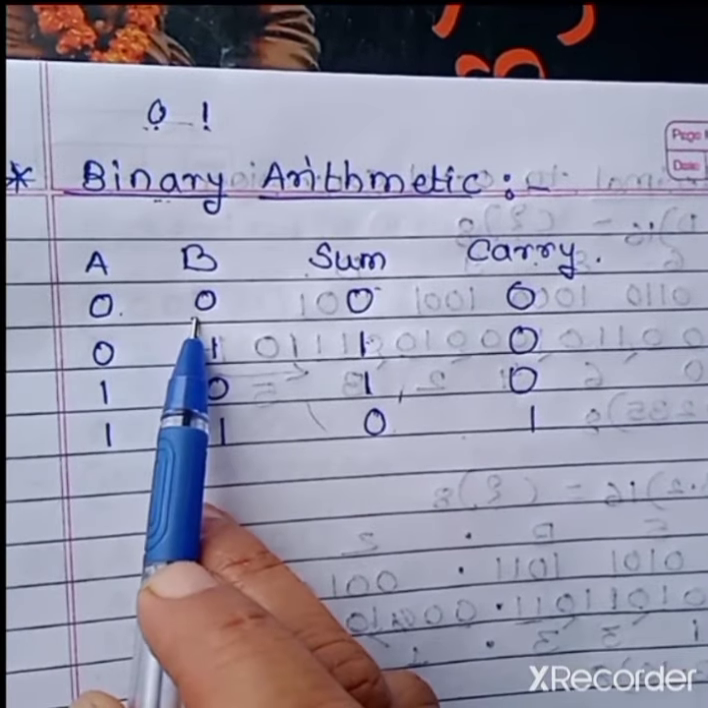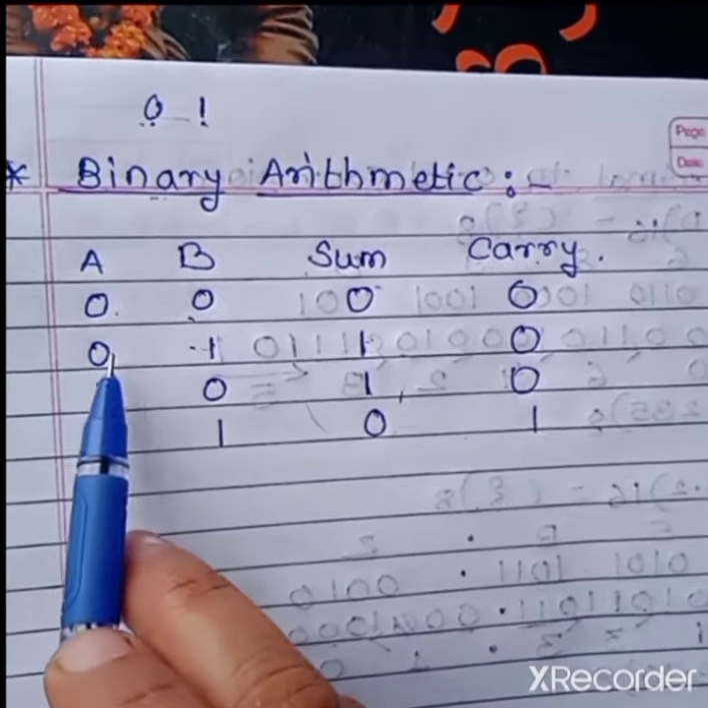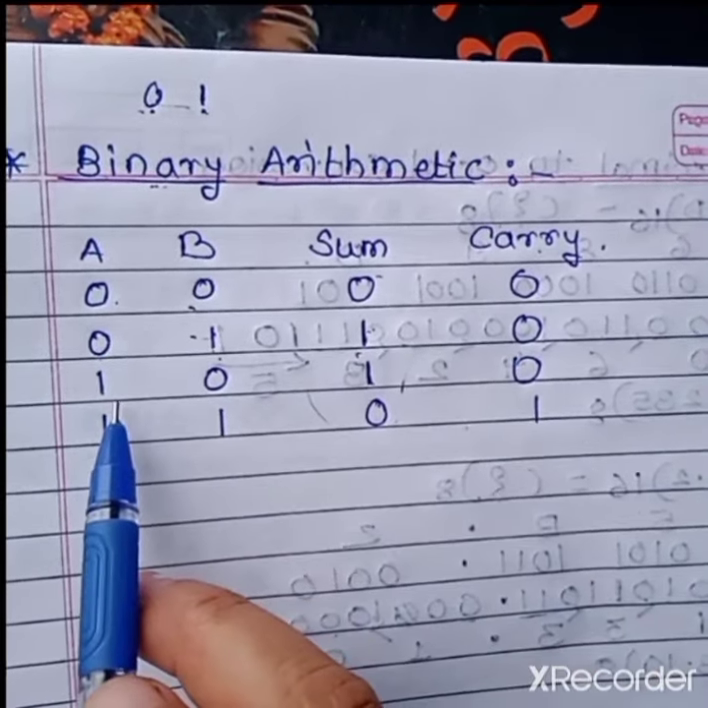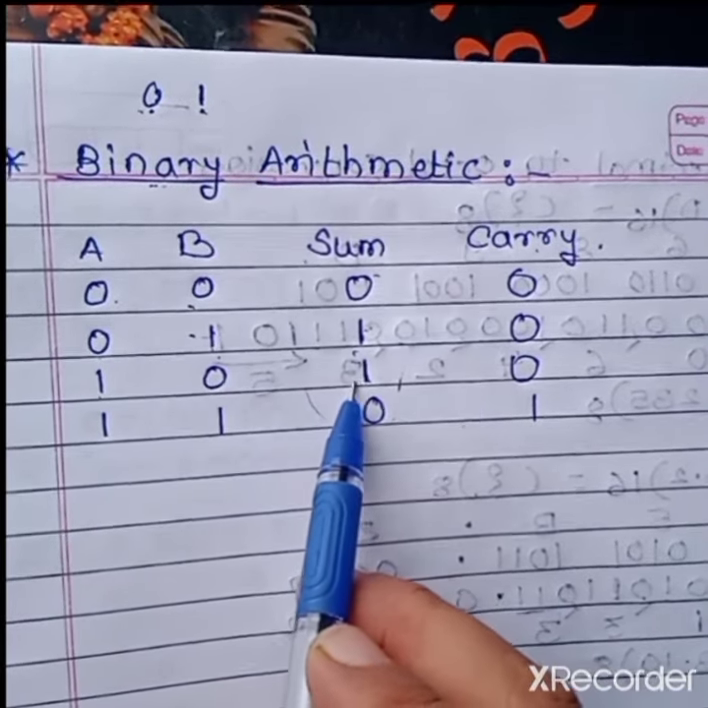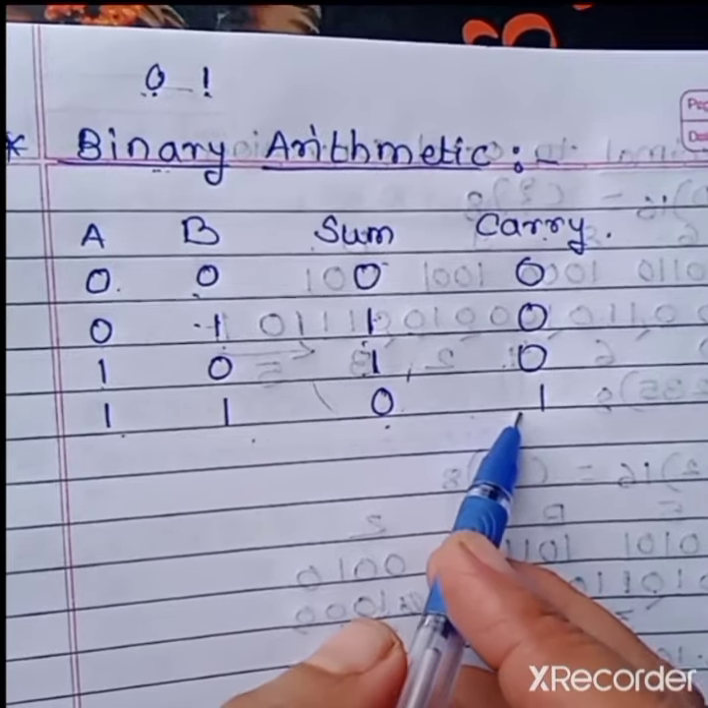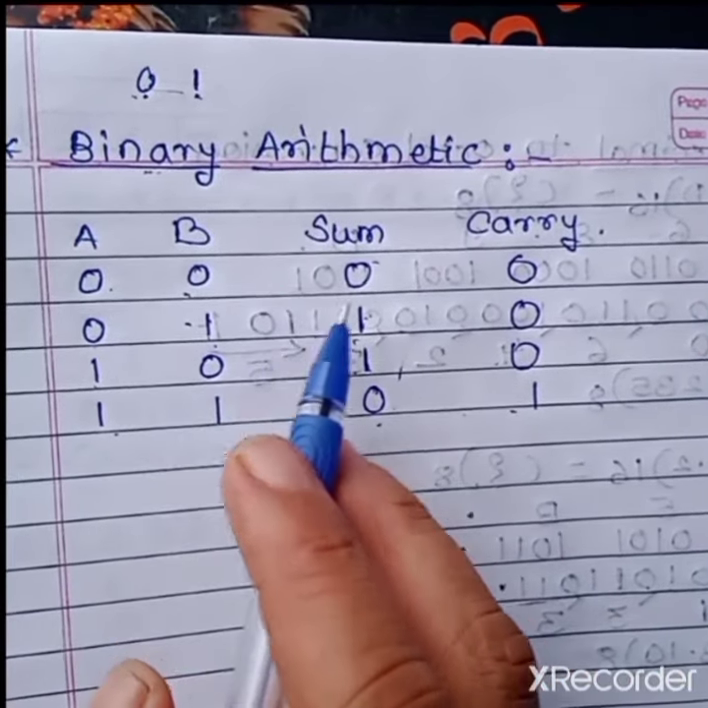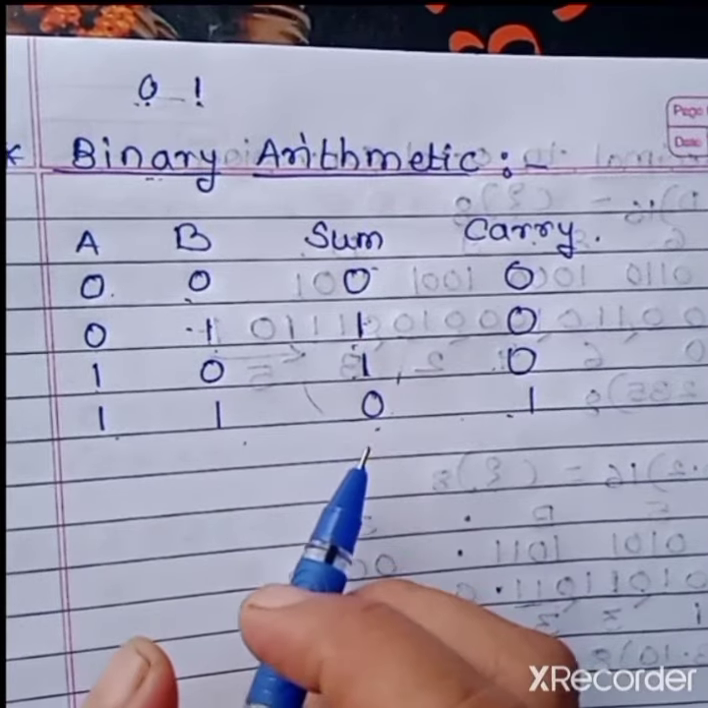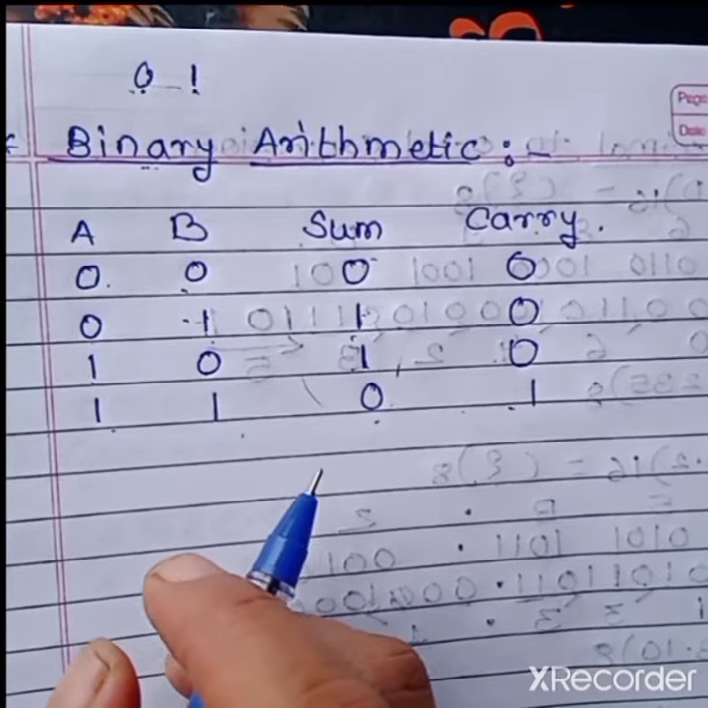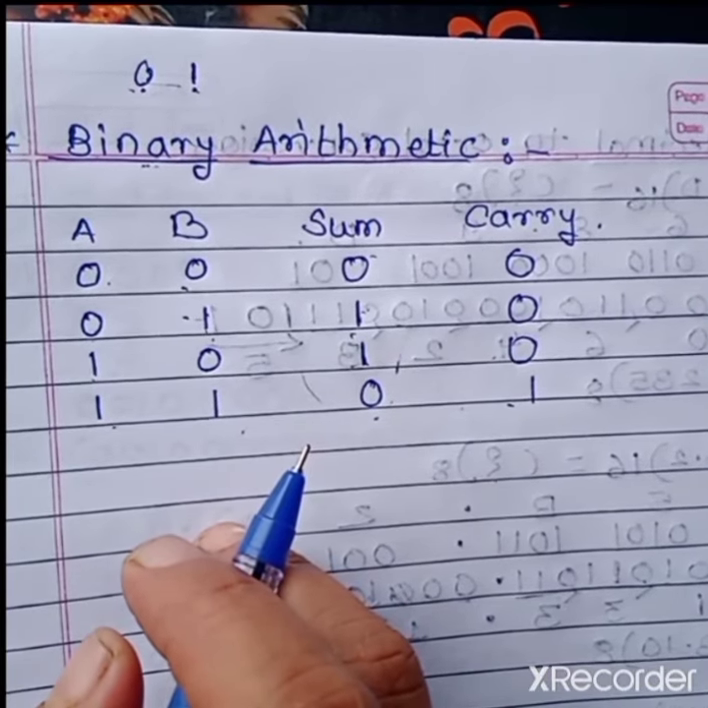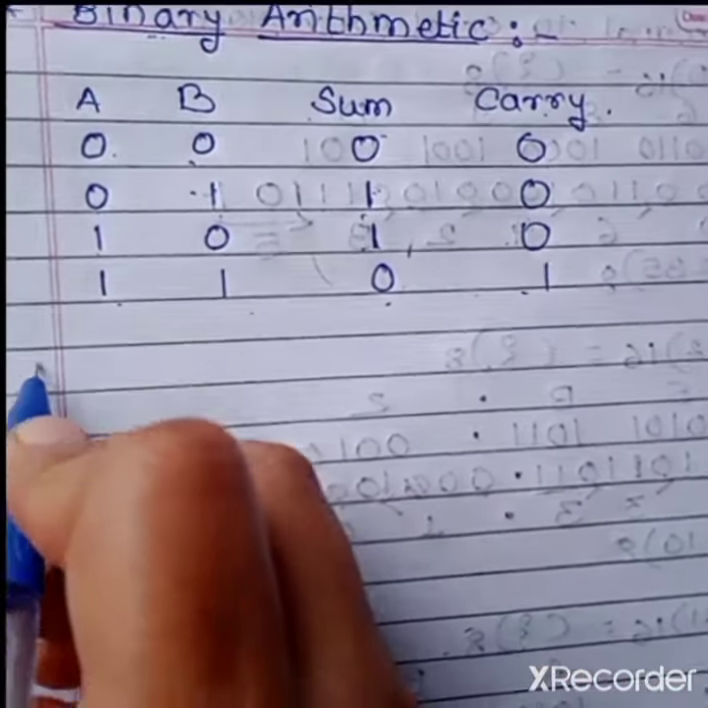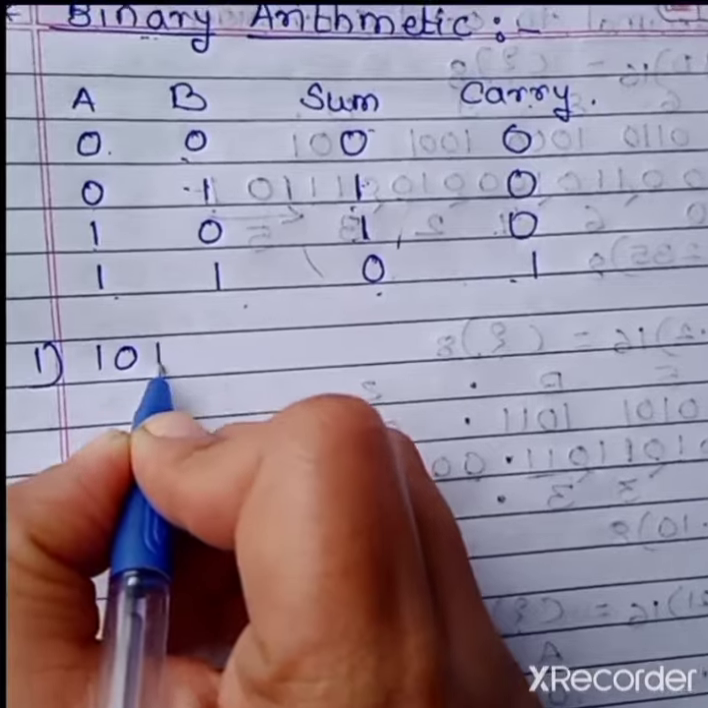If 0 and 0 bits are there, what is the sum, what is the carry? If we add 0 and 1, what is the sum, what is the carry? If we add 1 plus 0, what is the sum, what is the carry? If we add 1 plus 1, what is the sum, what is the carry? You need to check all these conditions, and accordingly write the sum and carry for bit addition, right? So you have to follow this rule. I will teach you how to follow this rule. We'll see an example, 10111.